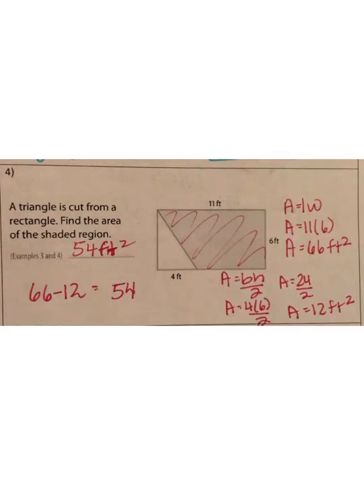All right, so what I did is I started over here and found the area of the entire rectangle. Length times width is 11 times 6, 66 feet squared. I just want the shaded region, so I want to take that triangle out. So for area of a triangle, base times height divided by 2, 4 times 6 divided by 2, which is 12 feet squared. Last part over here, I did 66 minus 12, which is 54. And so my area is 54 feet squared.